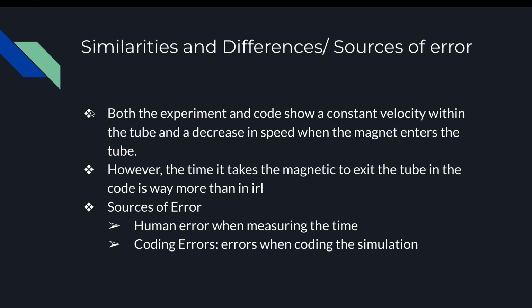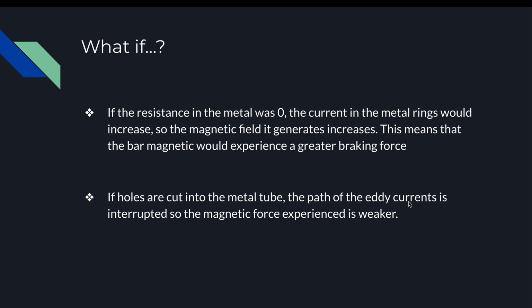Similarities and differences and sources of error. So both the experiment and the code show a constant velocity within the tube and a decrease in speed when the magnet enters the tube because of magnetic braking. However, the time it takes the magnet to exit the tube in the code is way more than in real life. So, sources of error: human error when measuring the time. But I think the real reason is because of a coding error that I made in the simulation. There's probably some small detail.